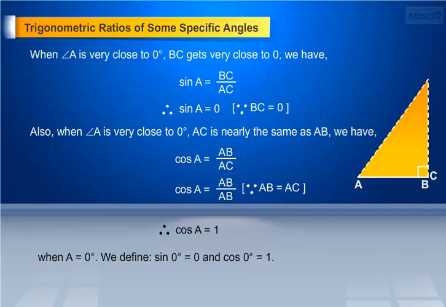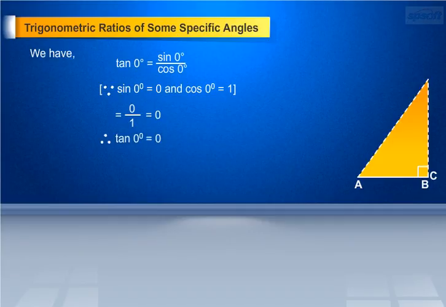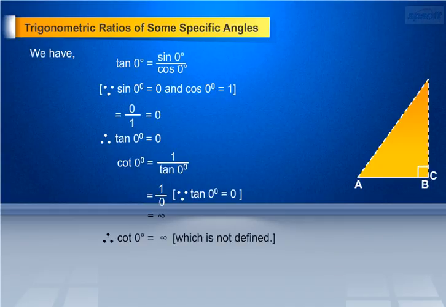Now let us find the other trigonometric ratios of angle of 0 degrees. Now we have tan 0 degree equals sin 0 degrees by cos 0 degrees, since sin 0 degree equals 0 and cos 0 degree equals 1. This is equal to 0 by 1 equals 0. Therefore, tan 0 degree equals 0. Cot 0 degree equals 1 by tan 0 degrees. This is equal to 1 by 0, since tan 0 degree equals 0. Therefore cot 0 degree equals not defined.